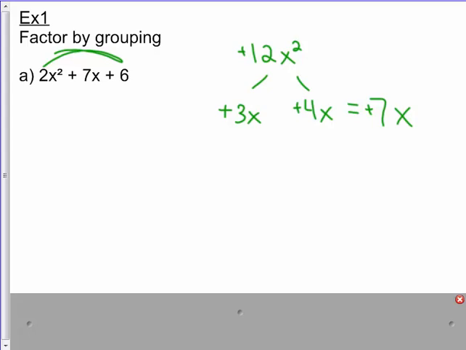At this point, this is where I'm going to replace the 7x. I'm going to take the 7x out and put in the 3x and 4x. So 2x squared plus 4x plus 3x plus 6.